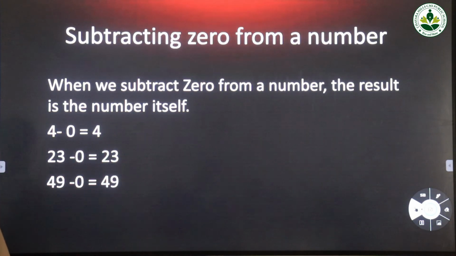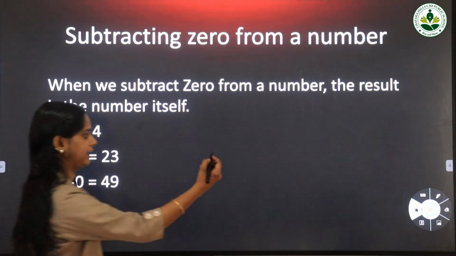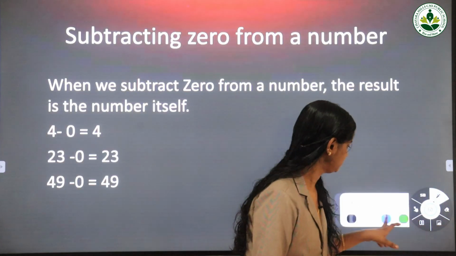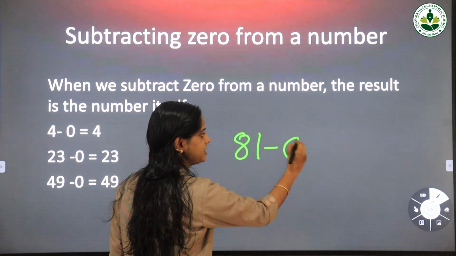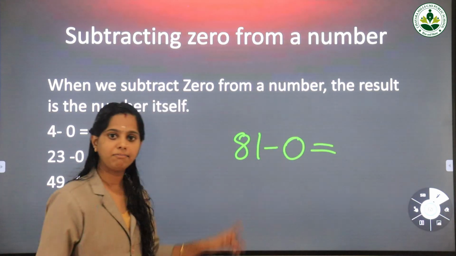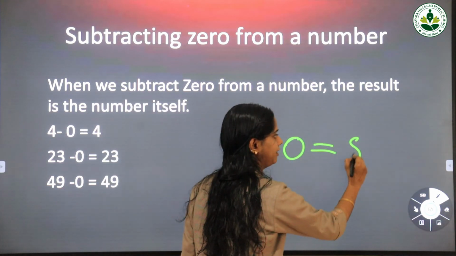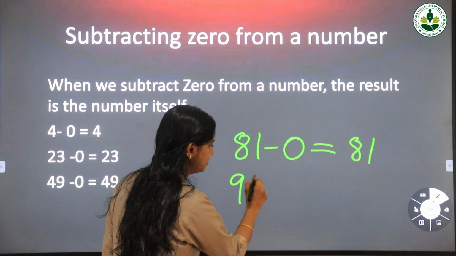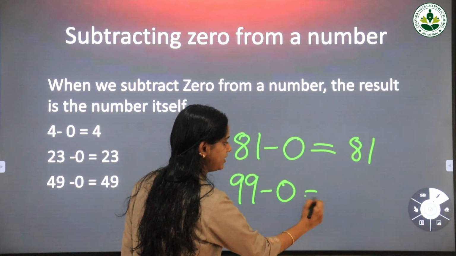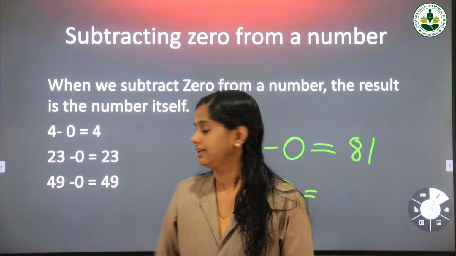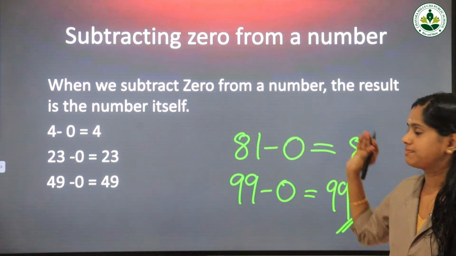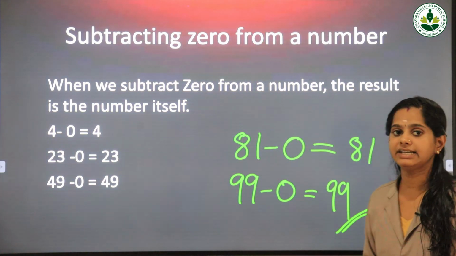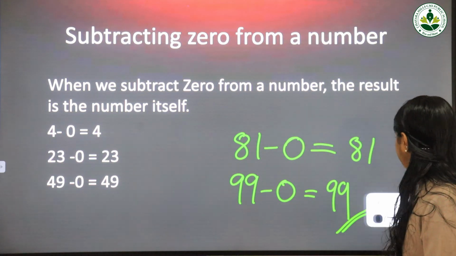23 minus 0 is equal to 23. 49 minus 0 is equal to 49. Another example, 81 minus 0. The answer is the number itself, that is 81. 99 minus 0 is equal to 99. So, when we subtract 0 from a number, the result is the number itself.